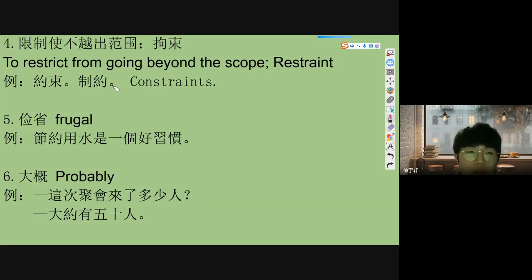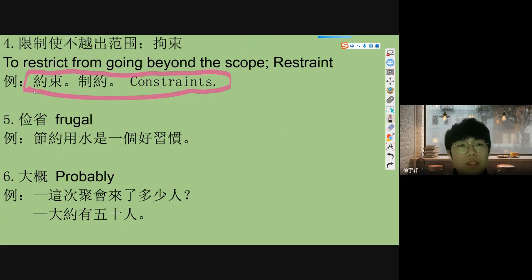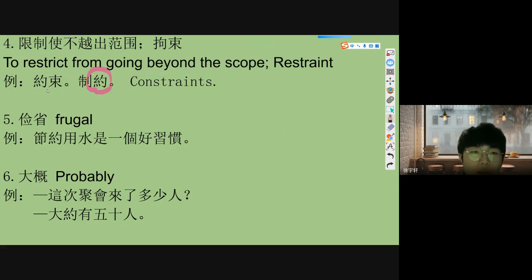So here the fourth meaning is 限制使不越出范围拘束, to restrict from going beyond the scope or restraint, which can be seen as 约束和制约. The translation will be constraints. You can remember these two words. It has no other meanings. We don't use it singly in a sentence. So here, in 约束和制约, 约 means constraints. Both of these two words mean constraints. Is it good to understand? Okay.